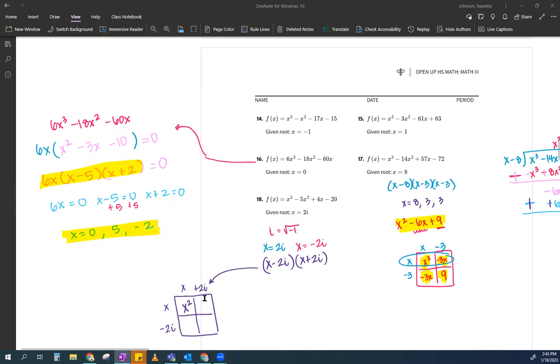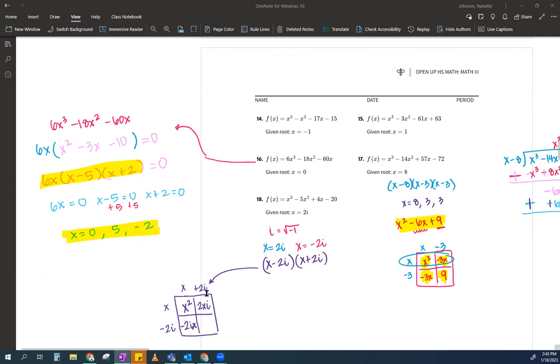What's x times 2i? Yeah, it doesn't matter. I say 2xi. You could have said 2ix. I don't care. Okay. What about this one? Negative 2i times x. Negative 2i times x. Yep. Negative 2ix. Sure. You could have written negative 2xi. It doesn't matter. Okay, let's do this slowly.